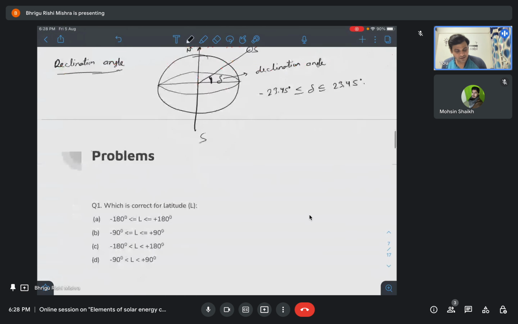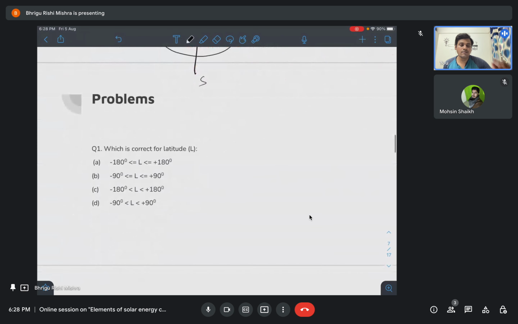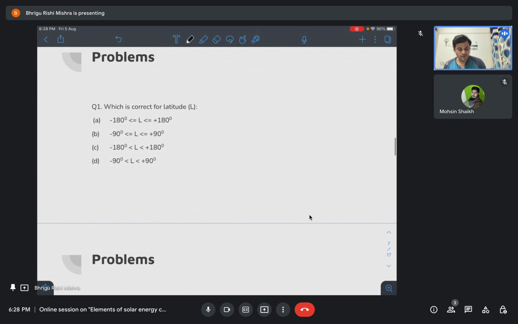So please remember these angles. You need to imagine a 3D view to understand these angles in a better way. Try to draw it multiple times to understand it. Okay, so we'll start with the problems. I have taken six or seven problems for this session.